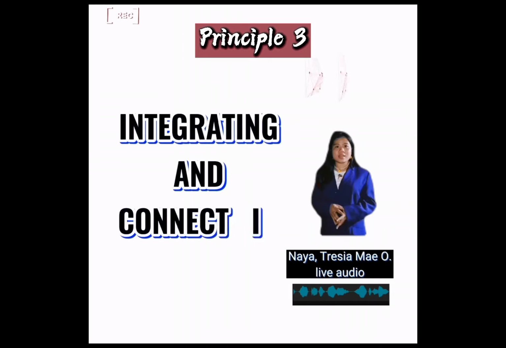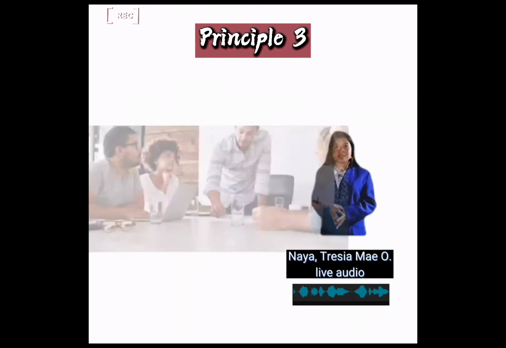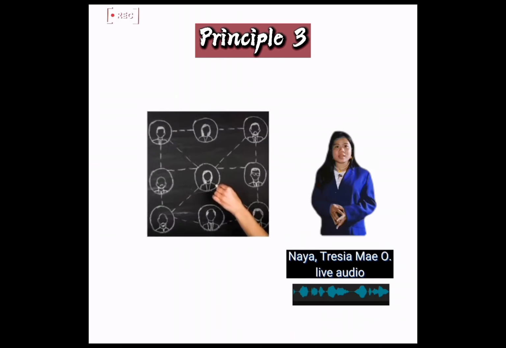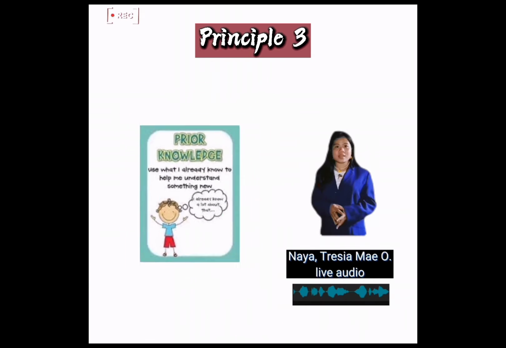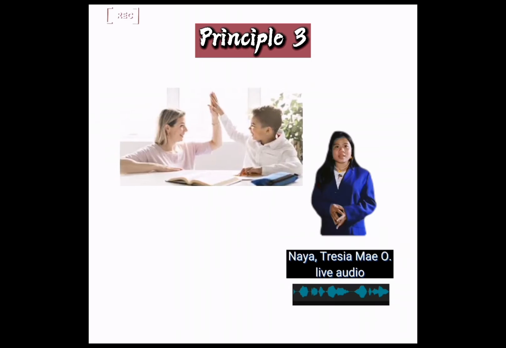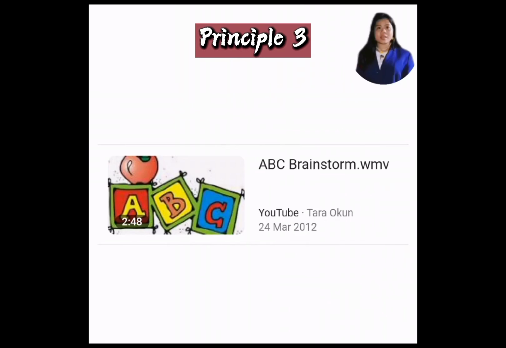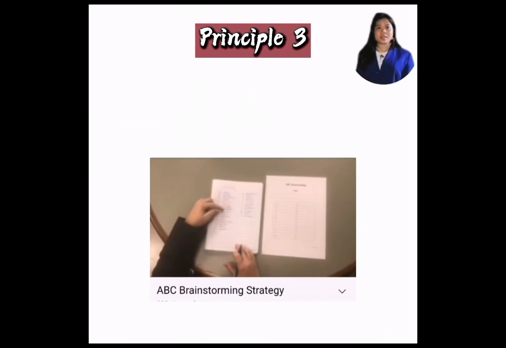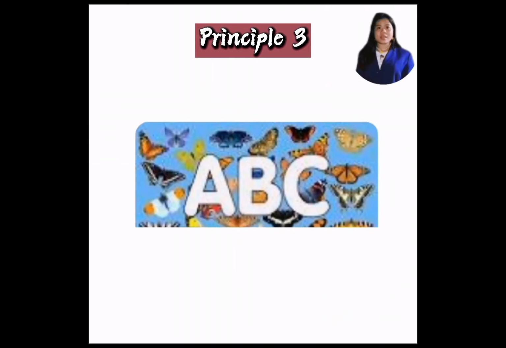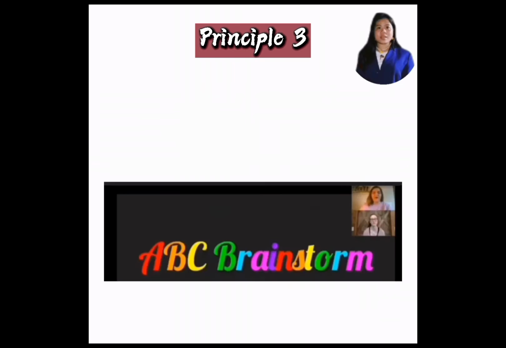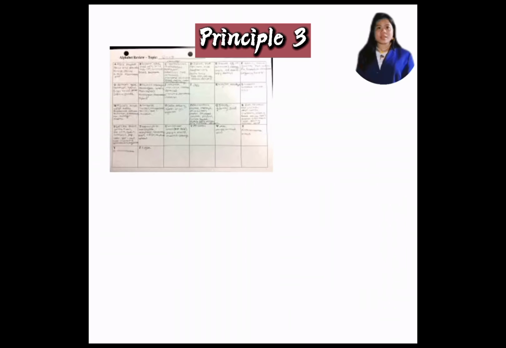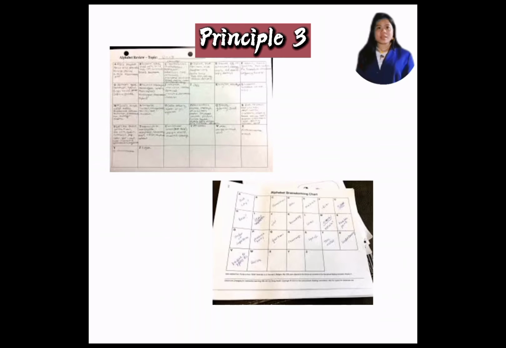Integrating and connecting. Instructors should teach learners how to combine prior knowledge with new and encourage them to connect to the real world. For example, ABC brainstorming. On a sheet of paper, students make a box for every letter of the alphabet and then they can do it in pairs. Then they brainstorm a word or phrase that starts with each letter. So they can connect it to the real world.